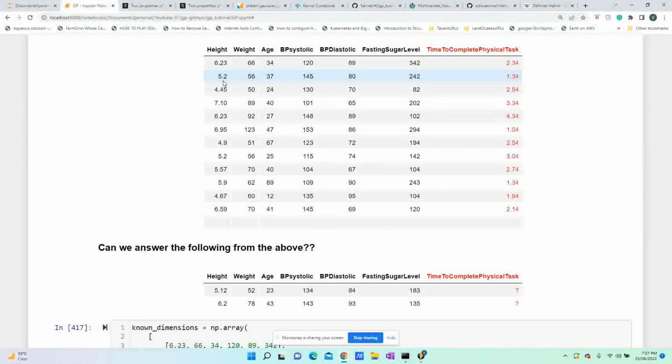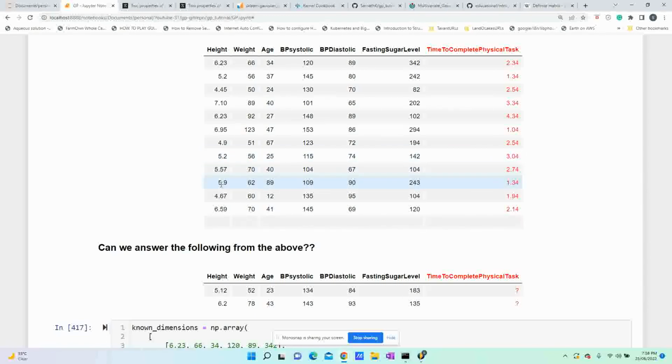What is 2? Look at this: 5.2, 5.12, 56 versus 52, 37 versus 23, 145 versus 134, 80 versus 84, 242 versus 183. And this guy did the job in 1.34. Okay, now let's go to 2, 8. 1, 2, 3, 4, 5, 6, 7, 8. 8 is also 5.2. 56 versus 52, 25 versus 23, 115 versus 134, 74 versus 84, 142 versus 183. This is also pretty close. And in this case, they are doing 3.04.